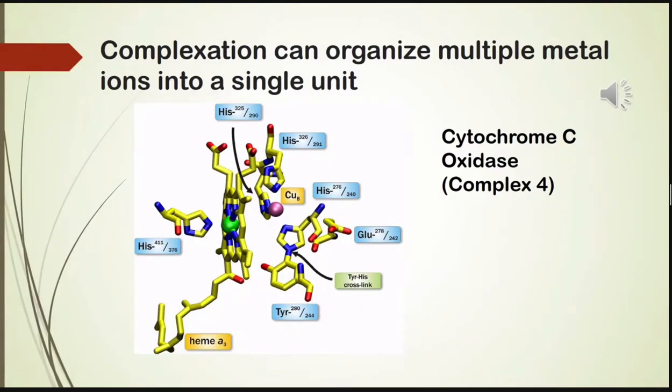Complexation can also organize multiple metal ions into a single unit. Our example given here is your cytochrome C oxidase, where it contains not just copper, but also iron.